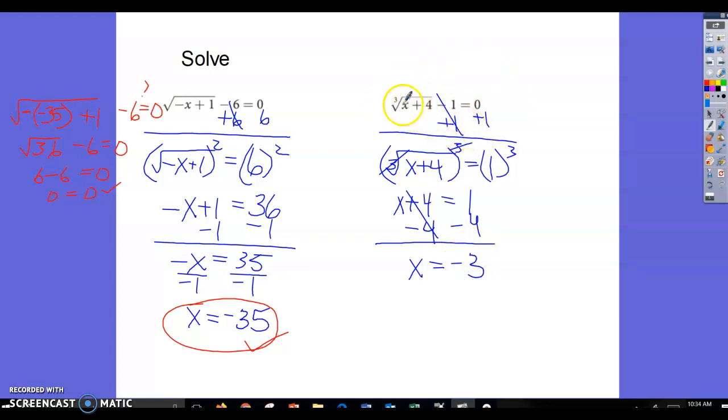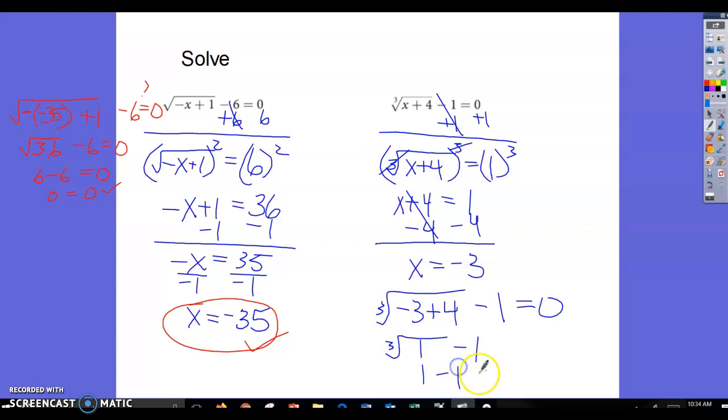With a cube root, the domain is all real numbers, so this one should work because it can be positive or negative when it's an odd root. But let's check it anyway because it's always a good idea to check your answers. So we're going to have cube root of negative 3 plus 4 minus 1. Does that equal 0? So that's a cube root. Negative 3 plus 4 is 1. 1 minus 1 is 0. So yes, this one works as well.